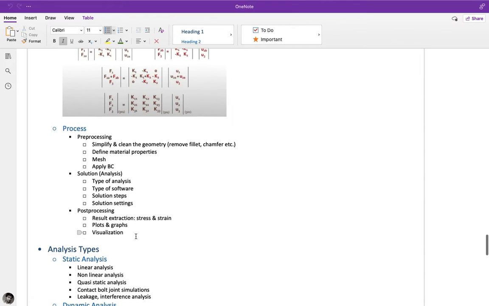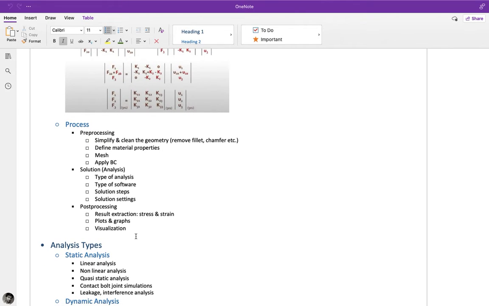So let's talk about the process. What kind of process is involved in FEA? So first is the pre-processing. In this case, we simplify or clean the geometry. For example, if a fillet or chamfer is there, and if the whole system is bigger, then we just remove it. And then we apply the material properties, mesh it, and also apply the boundary conditions.